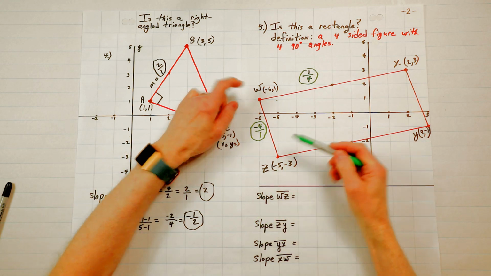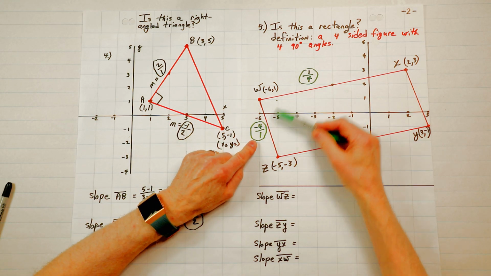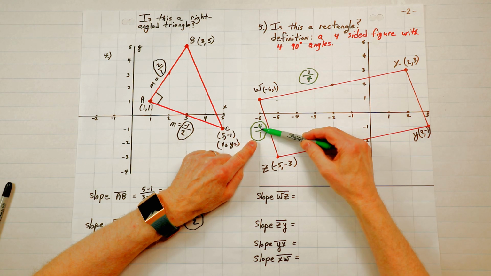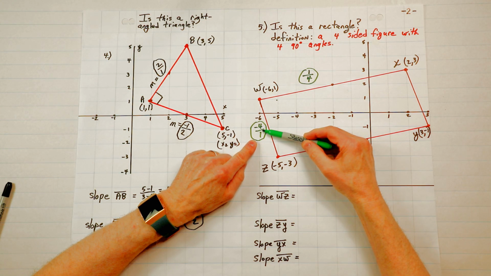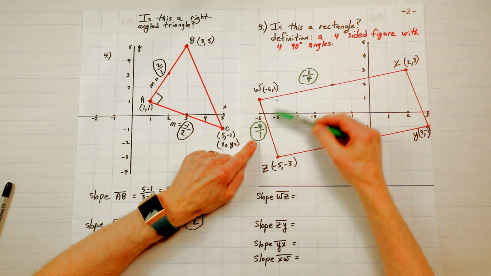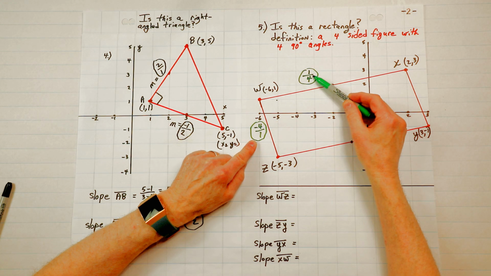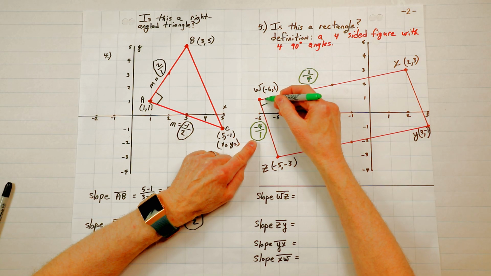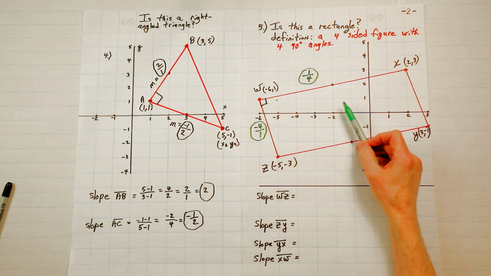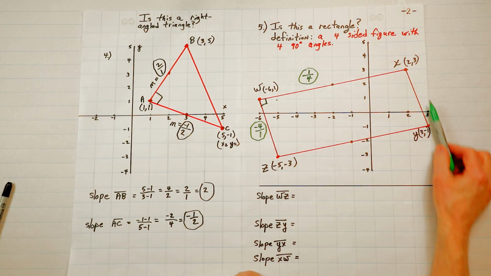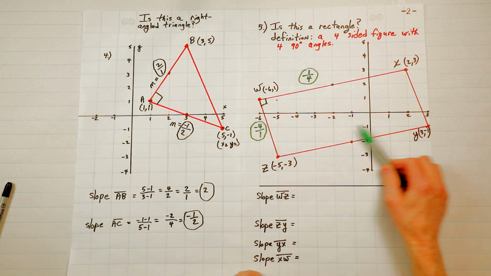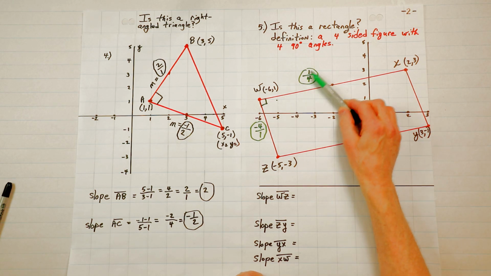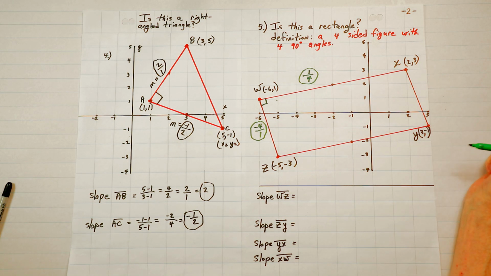There we go. Are these two slopes negative reciprocals? If you flip this over and change the sign, do you get 1/4? Yes, you do. So we know this is a 90-degree angle. Remember, I told you a while back that my graph paper is homemade, so this might not look like it's 90-degree angles. But because I had the slopes calculated, I know it is.